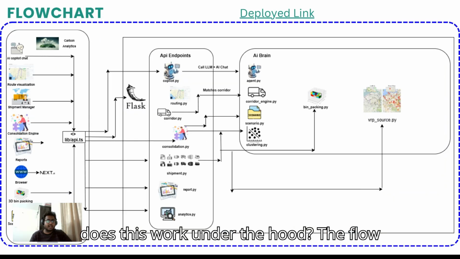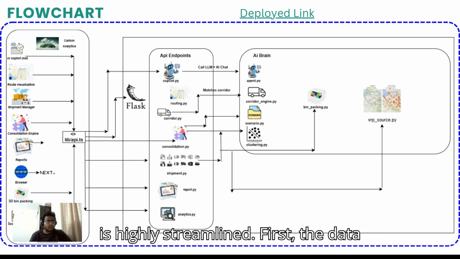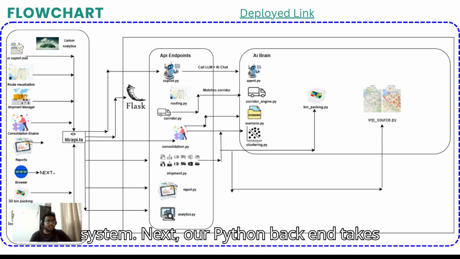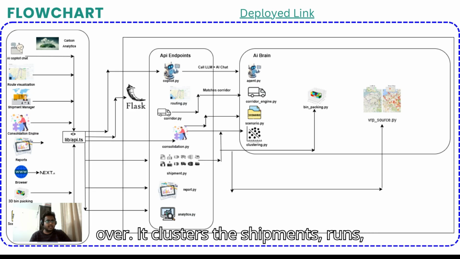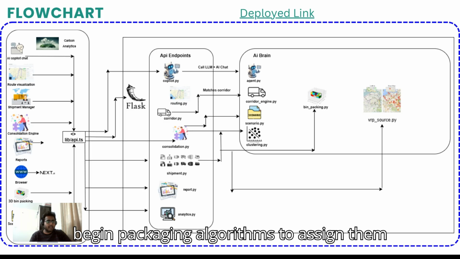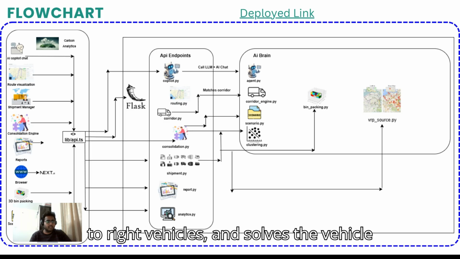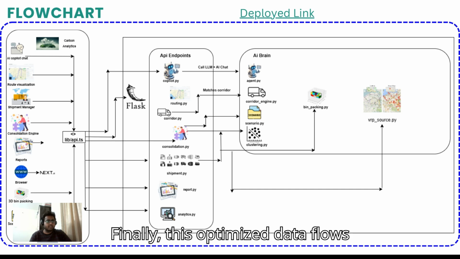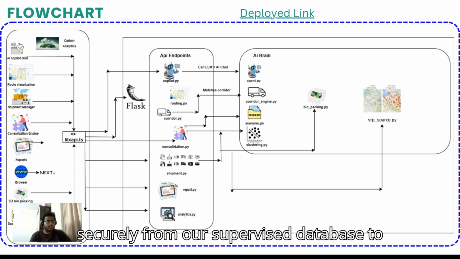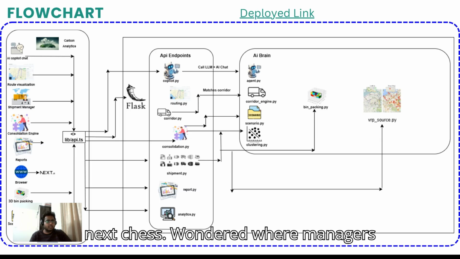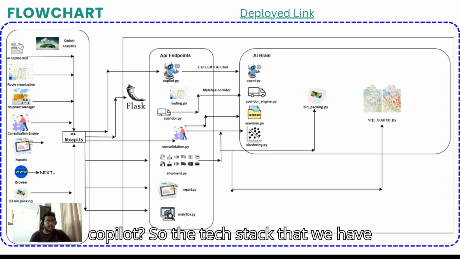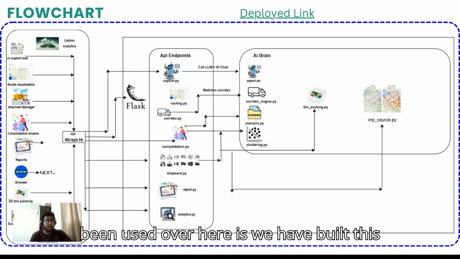So let's talk about the architecture. How does this work under the hood? The flow is highly streamlined. First, data ingestion: shipment data like weight, dimension, and deadlines enters the system. Next, our Python backend takes over. It clusters the shipments, runs bin packing algorithms to assign them to the right vehicles, and solves the vehicle routing problem to map the journey. Finally, this optimized data flows securely from our Supabase database to the Next.js frontend, where managers interact with 3D models, live maps, and the AI Copilot.